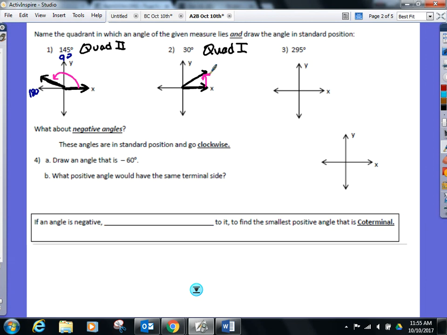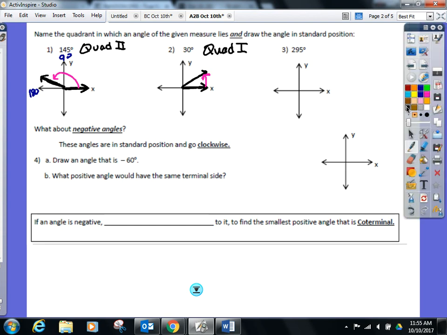All right. Let me see you do 295 on your own now. 295. Tell me what quadrant you're in. Initial side, and then where will your terminal side be?